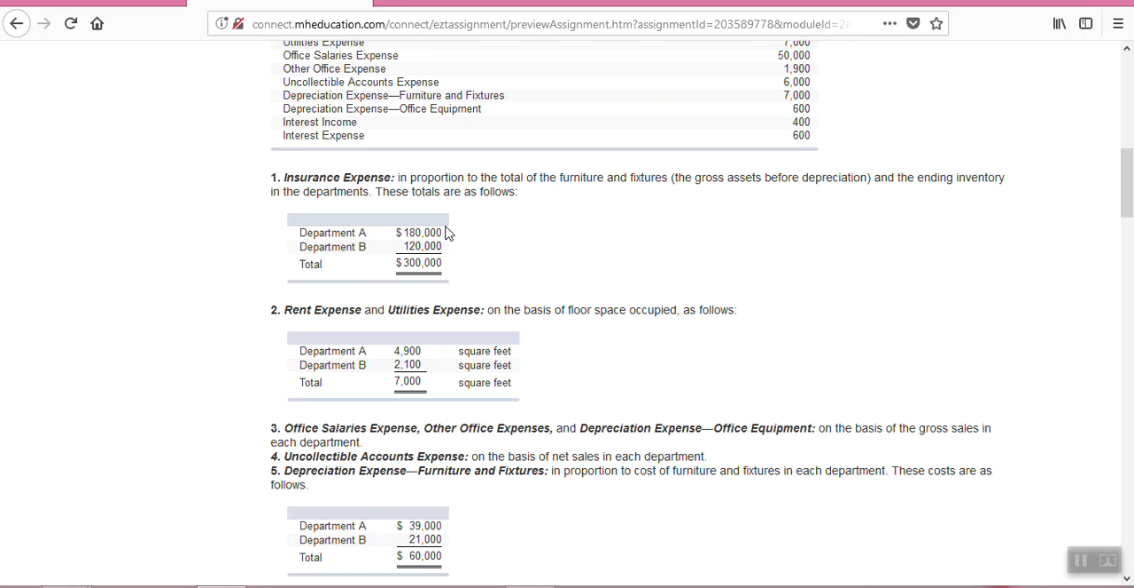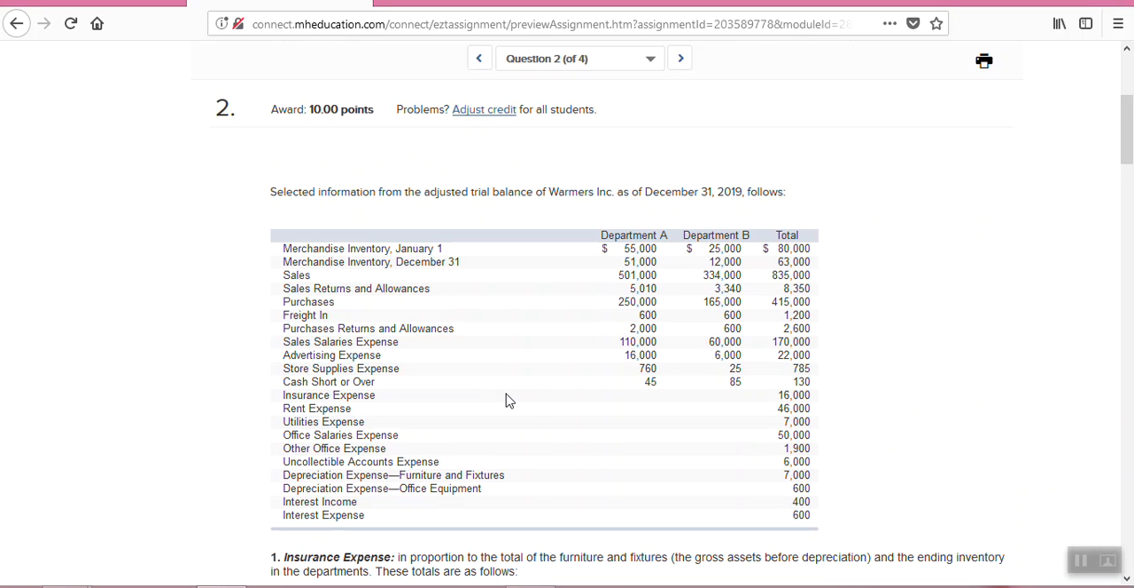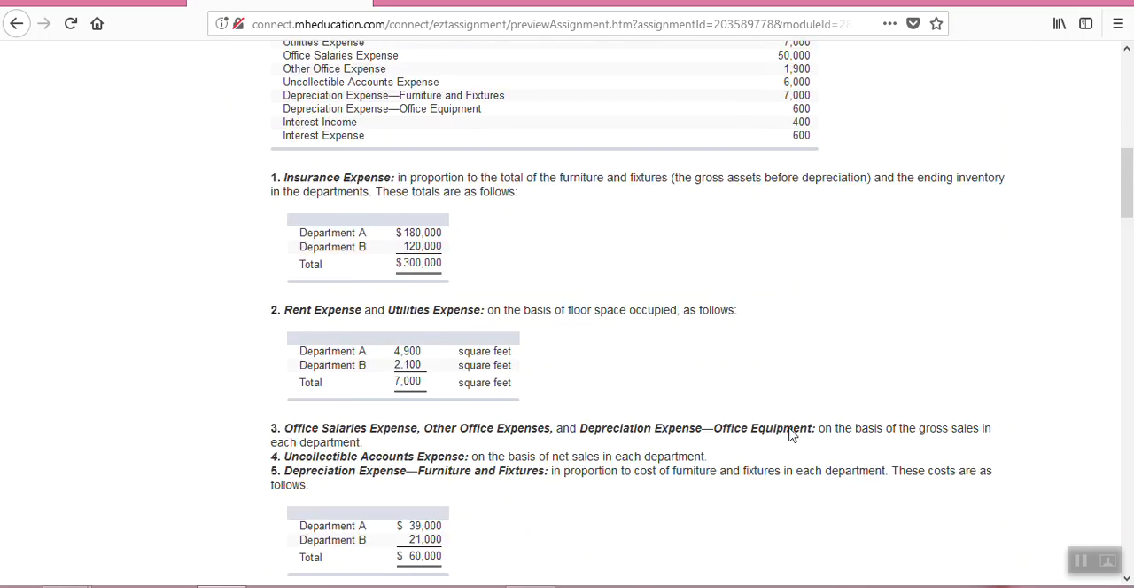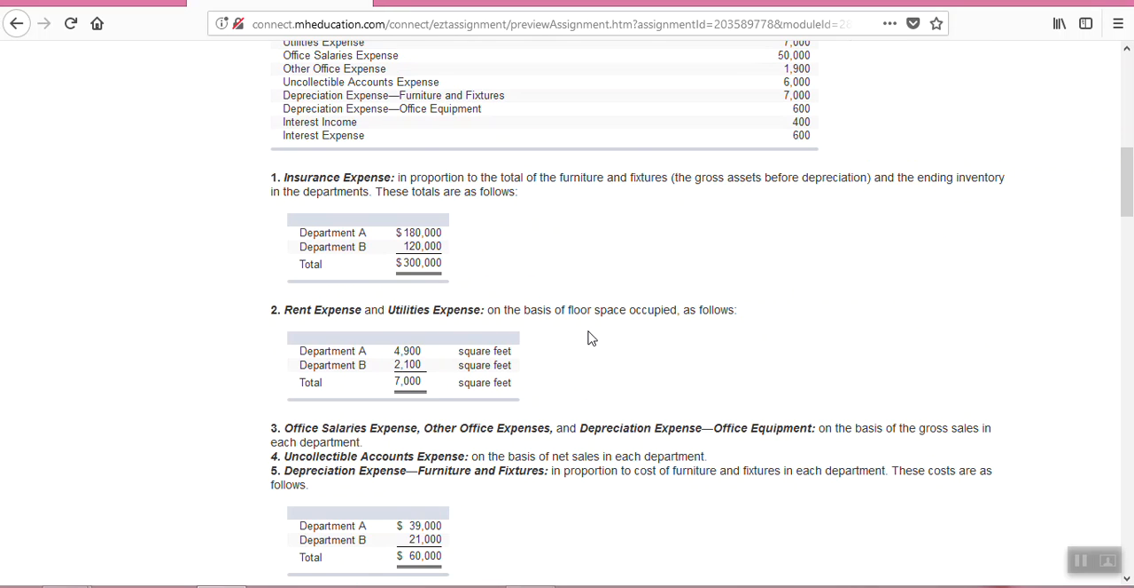So you've got a 60-40 split, and that's what they're going to use to allocate their insurance expense. Their insurance expense was $16,000. 60% of that goes to Department A, 40% goes to Department B. So that's where this $9,600 and the $6,400 come from. Then you're going to move to rent expense.